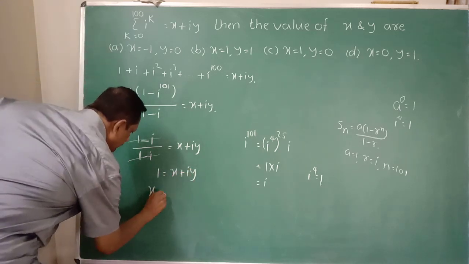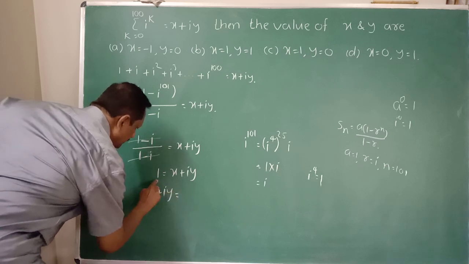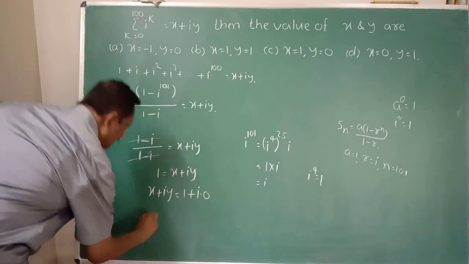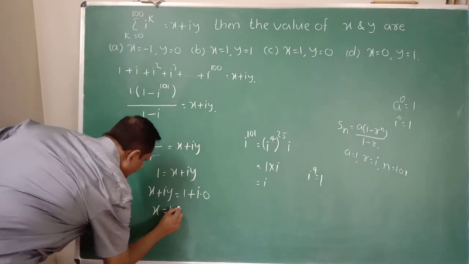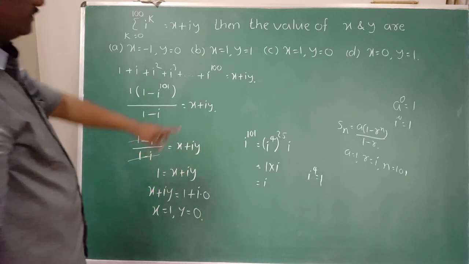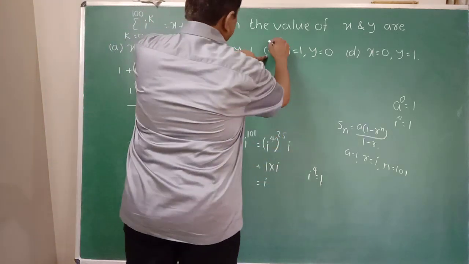Therefore, x plus i into y. This one can be written as 1 plus i into 0. Therefore, x is equal to 1 and y is equal to 0. Hence, C is the correct option.